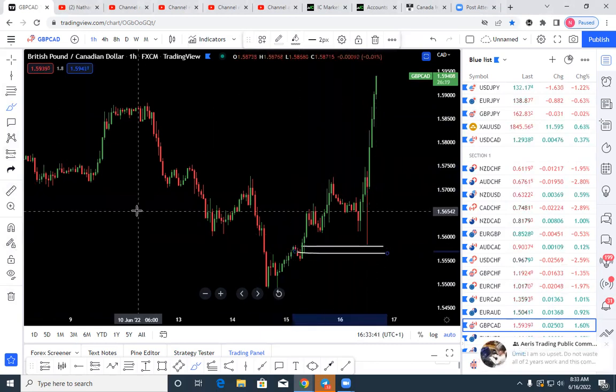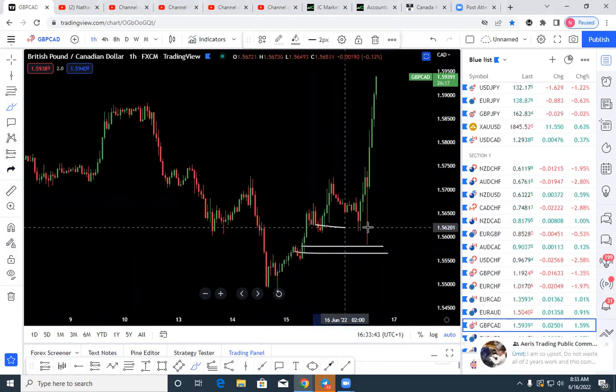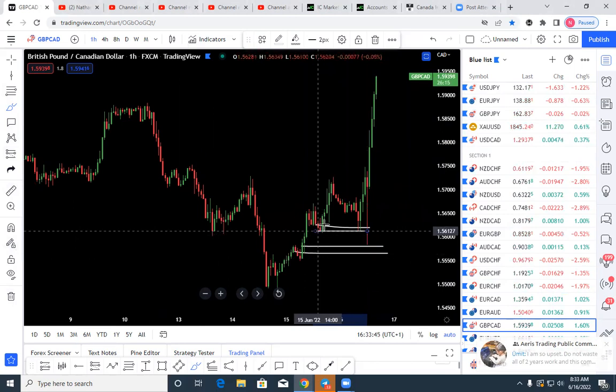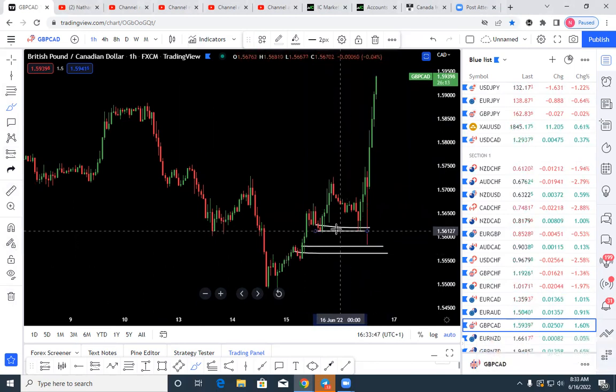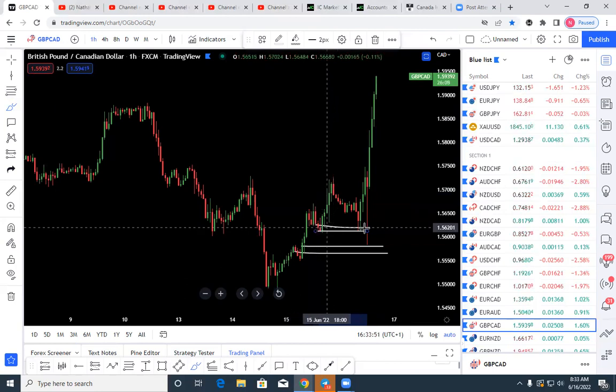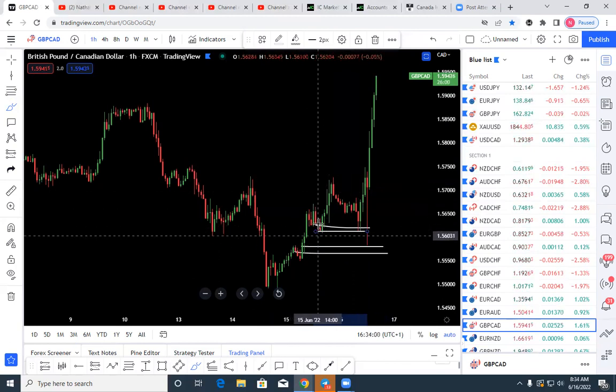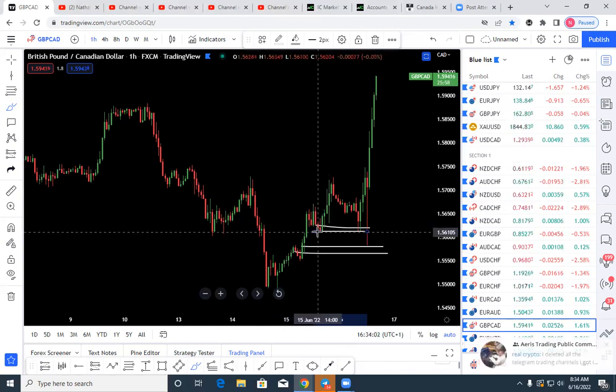This is the level that satisfies all my conditions. This level does not satisfy all my conditions. Guess which rules of my entry this does not satisfy? I did not see a demand zone here, guys. I have a retracement coming to 50%. I did not see a demand zone. You're having sell, you're having buy, that's none of my business. I can't take my entry there.